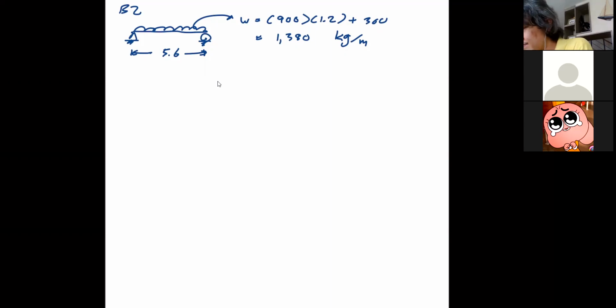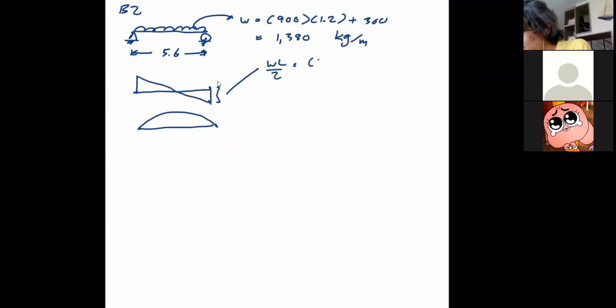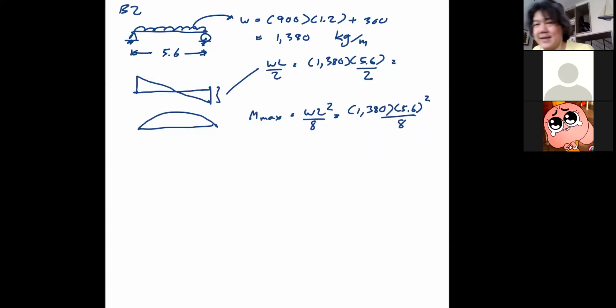So again, your shear force diagram looks like that, and your bending moment diagram looks like that. And that is WL over 2, 1380 multiplied by 5.6 over 2. Okay, and the maximum moment is WL squared over 8, which is 1380, L squared is 5.6 squared, over 8. So that's your V max and M max.